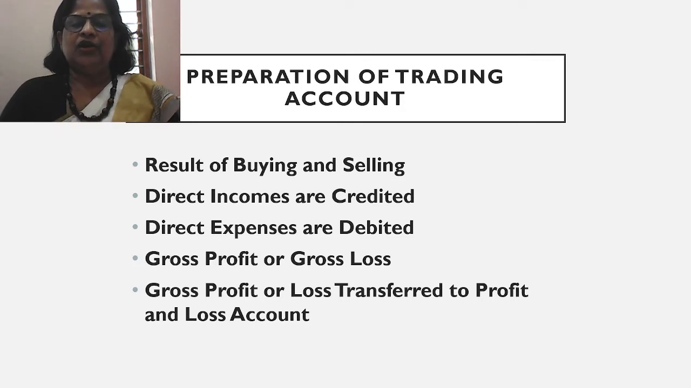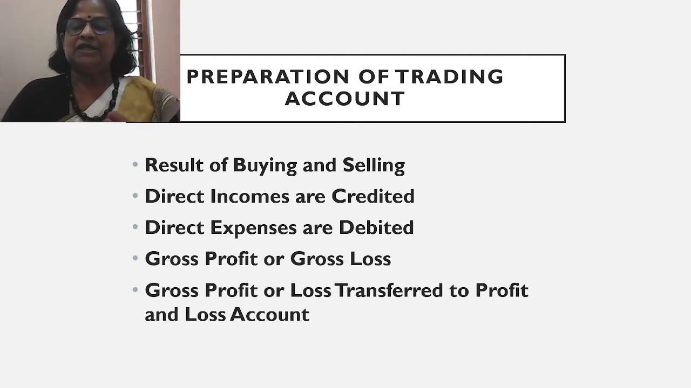So trading account, you have to remember that it's the result of buying and selling. So whatever they will buy and make it as a product and they will sell, that result will be debited through the trading account. So in that you have to remember direct incomes are credited. So direct income will be first one will be sales, net sales. That meaning sales minus sales returns. Then closing stock also will be there. Closing stock will be the stock unsold at the time of trading period. At the end of the trading period, that is the closing stock.